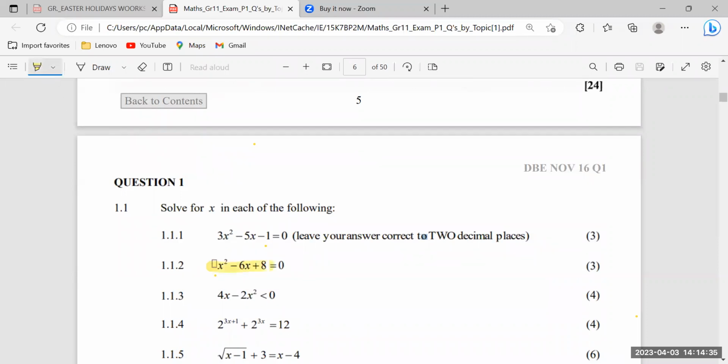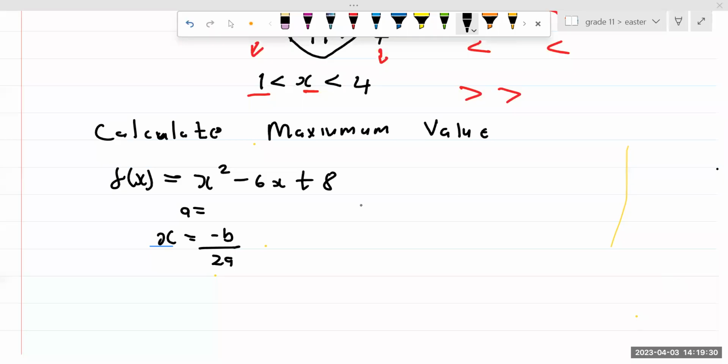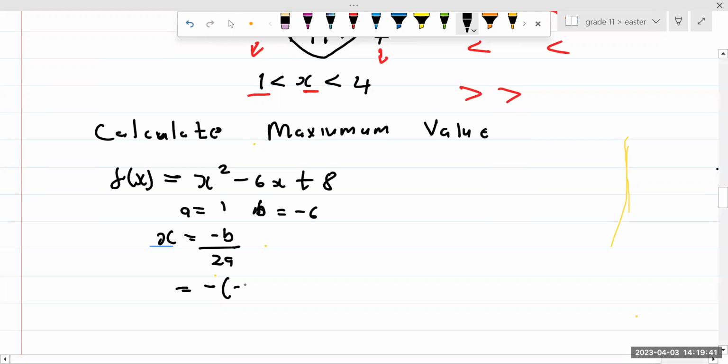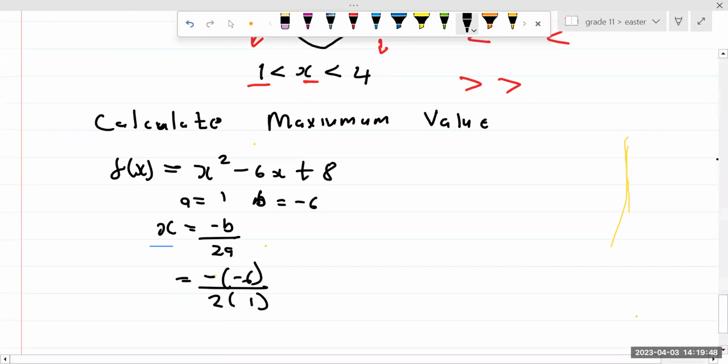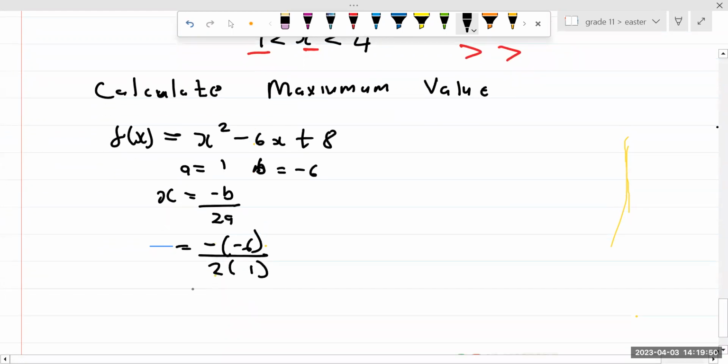Okay, let's try it then. Our A is 1. Our B is -6. And then what are we going to have? We have minus open bracket -6 all over 2 multiplied by 1. What do we get as our answer? 3.